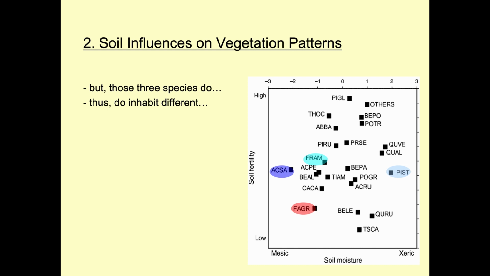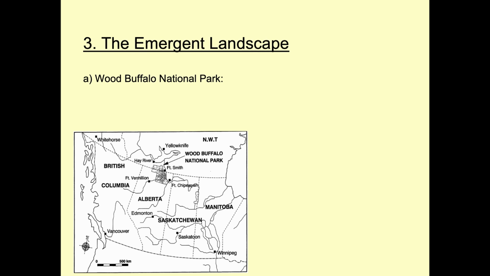We have Pinus strobus all the way to the right in a much drier soil moisture site, and then we have this white ash in this intermediate site. In the third and final part of this lecture, we're going to look at the emergent landscape. The emergent landscape, the landscape of what we see, is actually the interaction of topography, soils, and disturbance, right? So although we looked at these separately, what we actually see in nature is a combination of these three interactions.